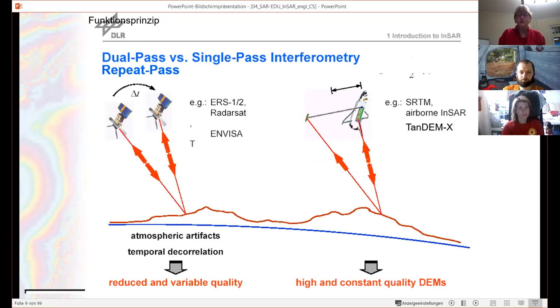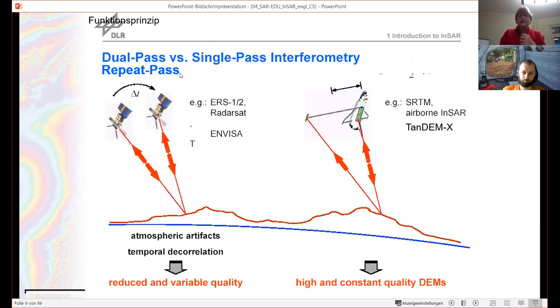First, there are also some terms that you need to know when you talk about interferometry. There is obviously a big difference whether we do a dual pass or a single pass interferometric calculation. Dual pass is also sometimes called repeat pass. Repeat pass is defined as an interferogram built out of one satellite coming again to the same position. The image of the earthquake I showed you came from a repeat pass collection. It was only ERS-1, and the next acquisition 33 days later was used. So our delta T, our temporal baseline, was very big, 33 days in between.